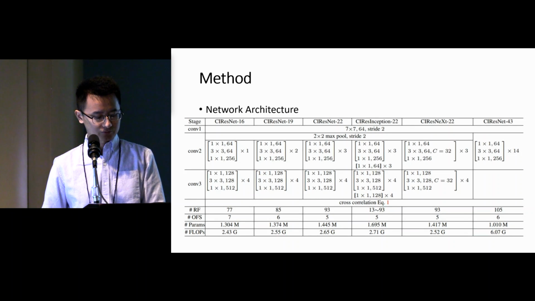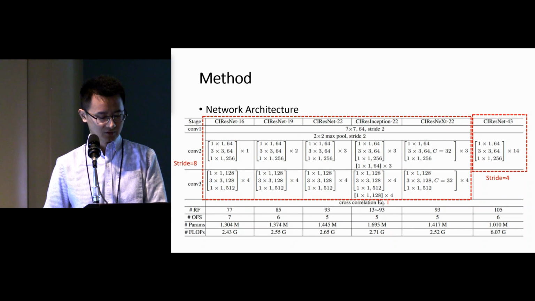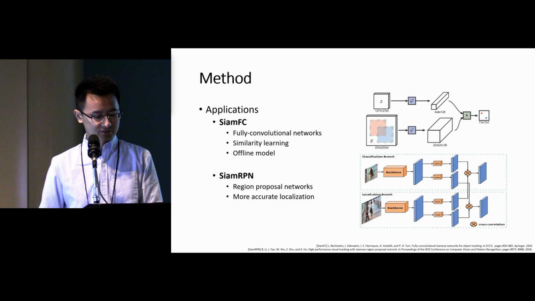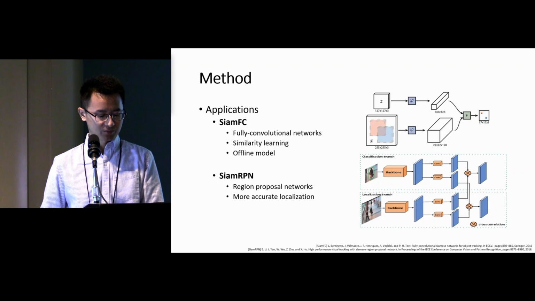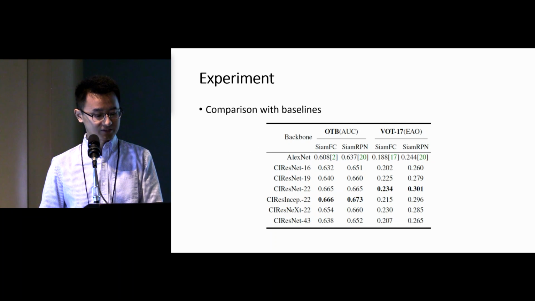As the table shows, we provide 4 deeper network architectures and 2 wider network architectures based on the Inception and ResNet structure. Then we apply the designed backbone to 2 representative trackers, SiamFC and SiamRPN. In both SiamFC and SiamRPN, we replace the original 5-layer AlexNet with our designed backbone and keep other settings the same as the original framework.